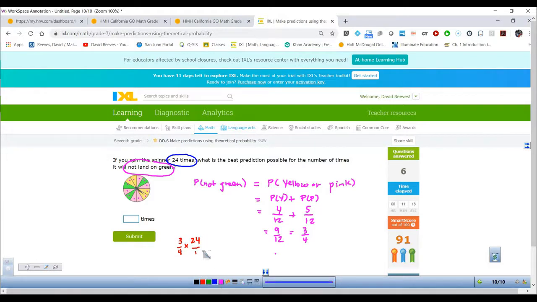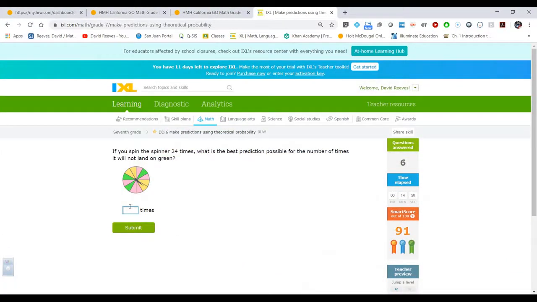And once again, we can multiply and then simplify, or we can simplify and then multiply. And I usually prefer to try to simplify first. 4 goes into 4 one time, or 4 divided by 4 is 1. 24 divided by 4 is 6. And when we multiply straight across, 3 times 6 is 18, and 18 over 1 is 18. So out of those 24 times, when we spun that spinner 24 times, 18 of those 24 times, we would expect it not to land on green, which means 6 out of those 24 times it would.